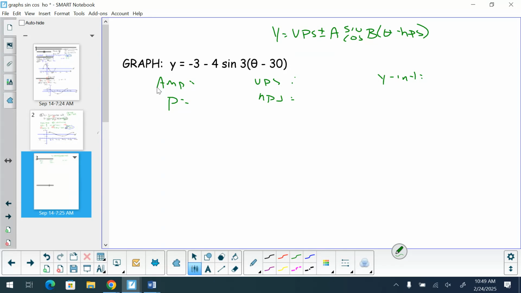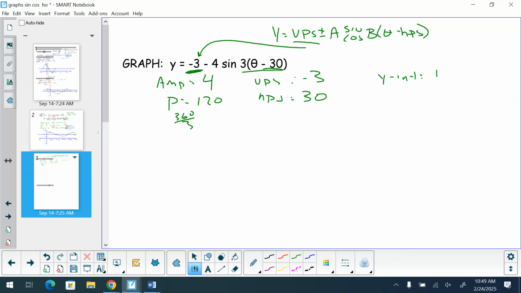Jerry, amplitude, period, vertical phase shift. What's out front? -3. And horizontal phase shift, what's being subtracted here? This 30 is. 30 is being subtracted. Y-intercept, what do we have for y-intercept here, Brooklyn? 1.